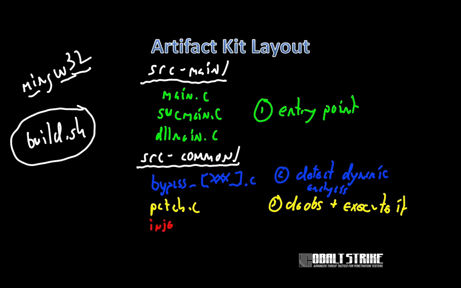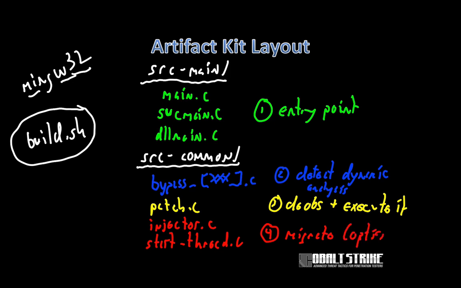To do that, they spawn a new program, which is rundll32.exe by default, and you probably don't want that. These artifacts then allocate memory in that temporary process and create or hijack a thread to run our payload in that child process. So injector.c and startthread.c control this process. That's our fourth step, which is optional for some artifacts, and that's migrating. And there you have it. That's the artifact kit.